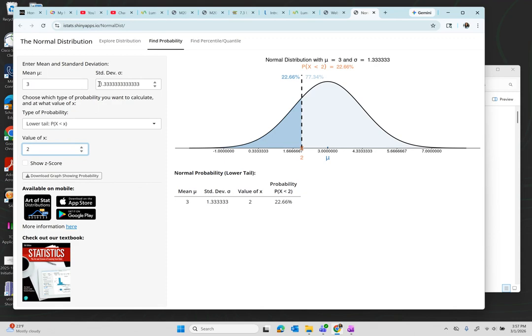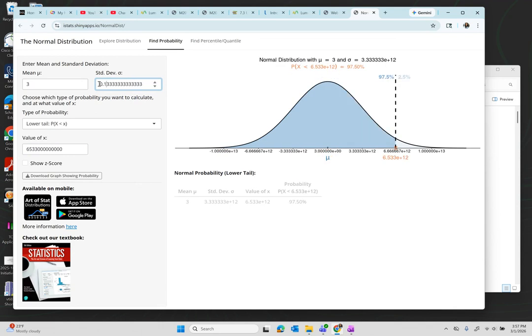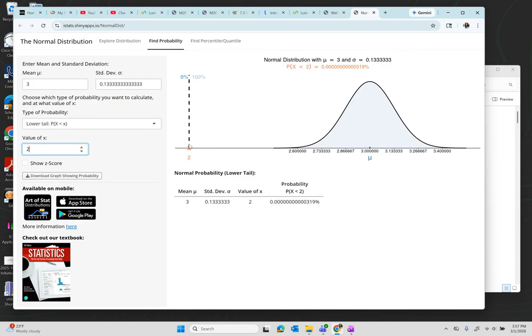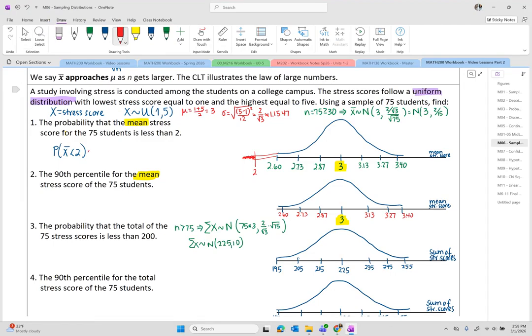I made a mistake here with my standard deviation. It is supposed to be 0.1333 repeating. That's what 2/15 is equal to. So again, lower tail, value of x to be 2. As you can see, 2 is extremely far away from this curve. I was expecting a probability to be very small. So for our purposes, we will round to the nearest 4 or 5 decimal digits, and this is approximately 0.